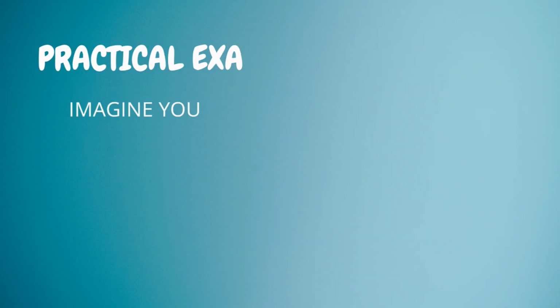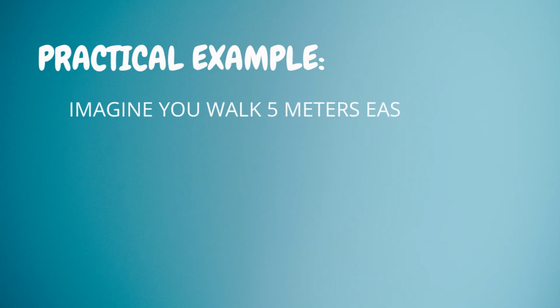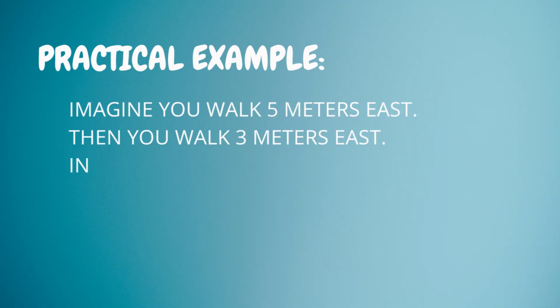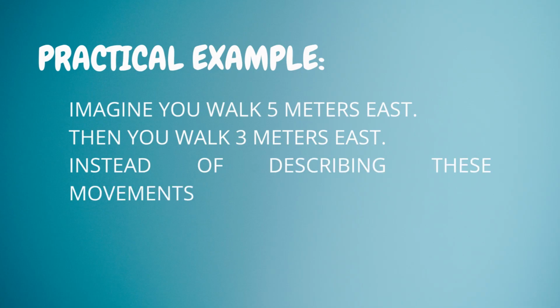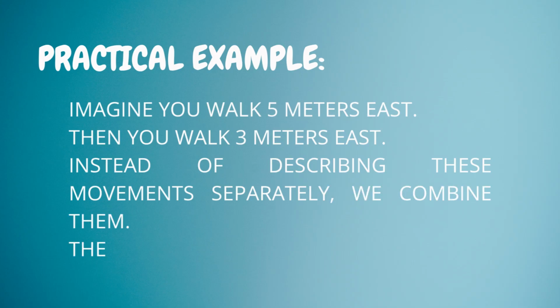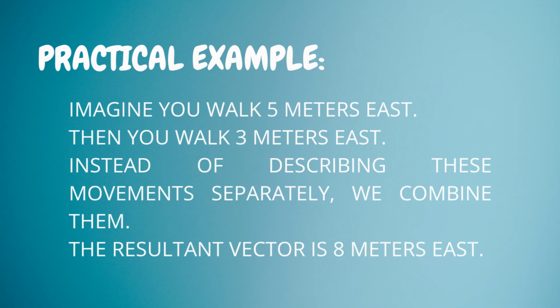Practical example. Imagine you walk 5 meters east. Then you walk 3 meters east. Instead of describing these movements separately, we combine them. The resultant vector is 8 meters east. This is one of the simplest examples of vector addition in everyday life. Another example is GPS navigation. When your phone calculates your movement after several small steps, it combines those movements using vector addition.